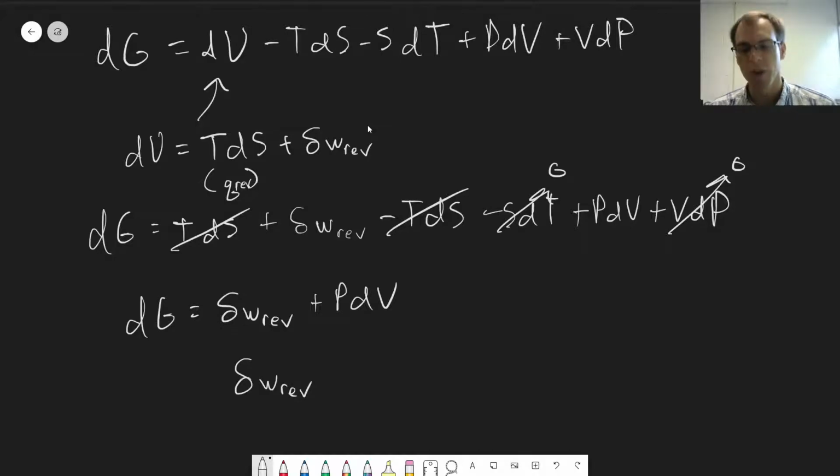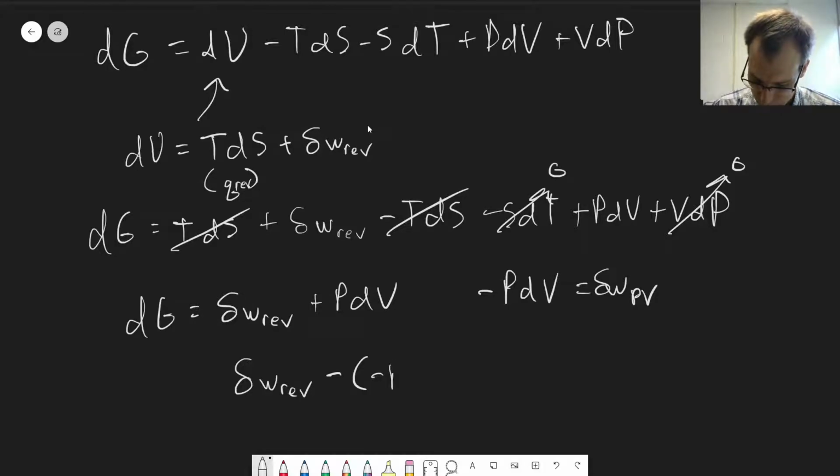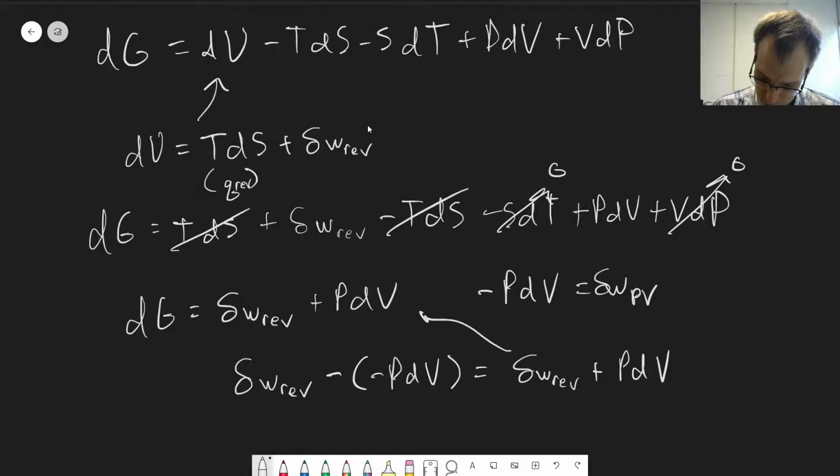So the reversible work, this is any type of work, right? Nothing in here was defined in terms of only having pressure volume work or only having an ideal gas or anything like that. This is general, everything we've derived up to this point. So the pressure volume work is given by minus PdV, right? That's equal to the work from pressure volume, from gases moving and pushing on things. So if we subtract minus PdV, we get dW reversible plus PdV, which is what we have here.